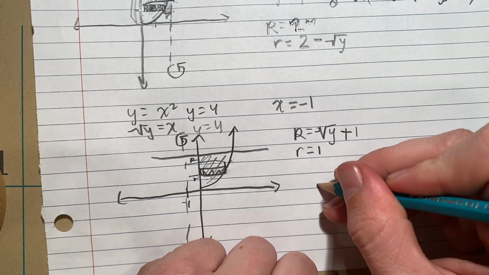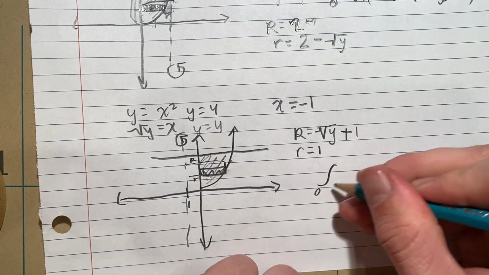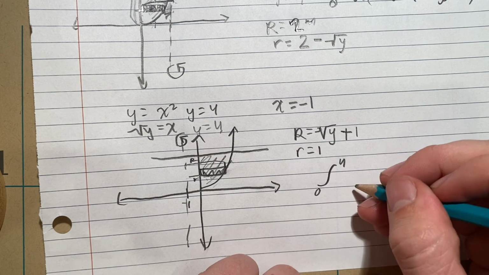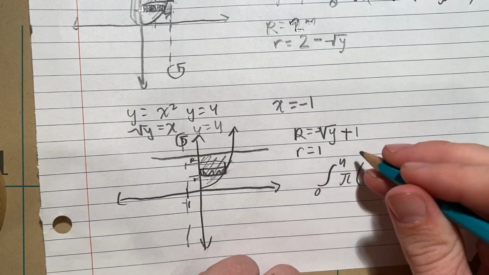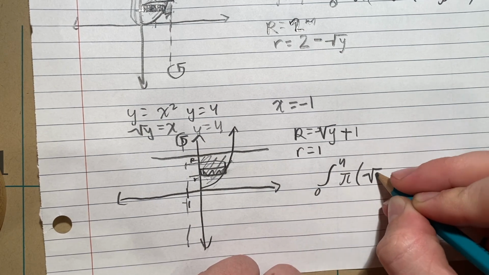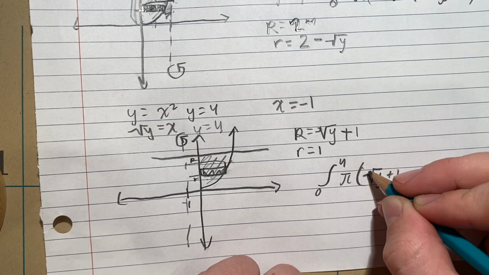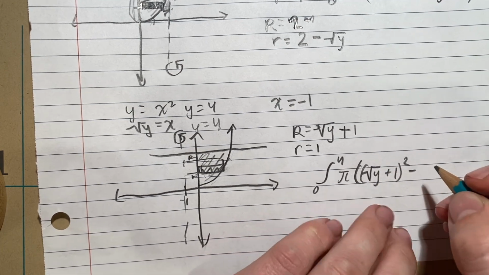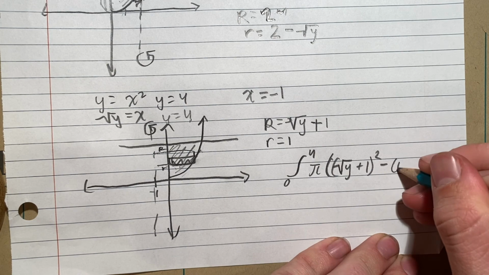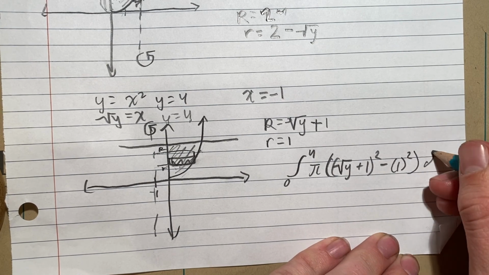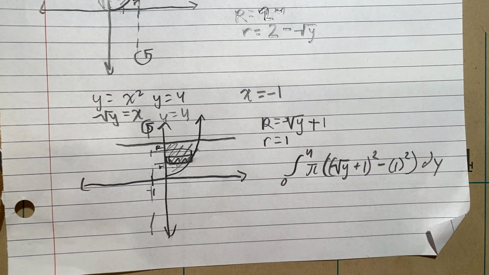So now we can simply, same limits, 0 to 4 as the last one, pi, big R, square root of y plus 1, squared, minus little r, just 1, squared, dy. It's that simple. Now, I'm just going to close up here in the last 30 seconds to explain the importance of this.